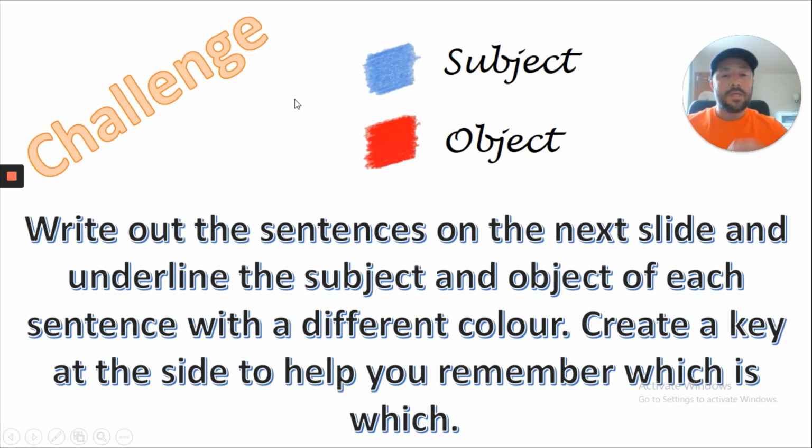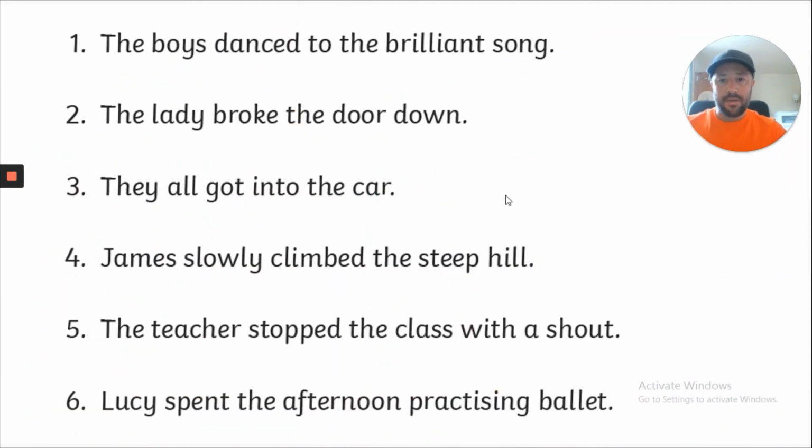For when you do your revision, I'm going to put the next slide up and I'm going to ask you to pause it. So have a look at these six sentences. Can you pause this? Can you write them out? And can you circle the subject and underline the object? The boys danced to the brilliant song. The lady broke the door down. They all got into the car. James slowly climbed the steep hill. The teacher stopped the class with a shout. Lucy spent the afternoon practicing ballet. So have a think which one is which. Have a look at that and pause the video now.